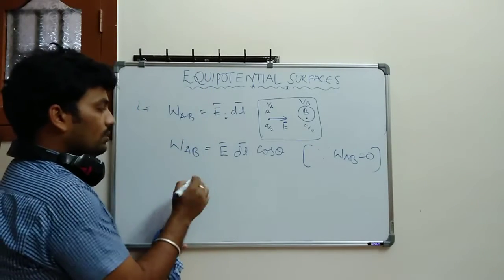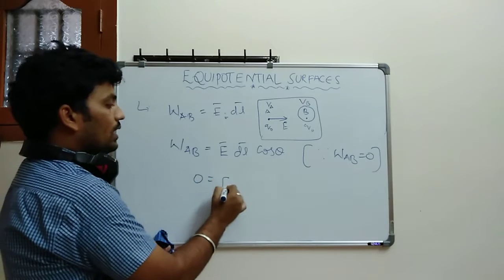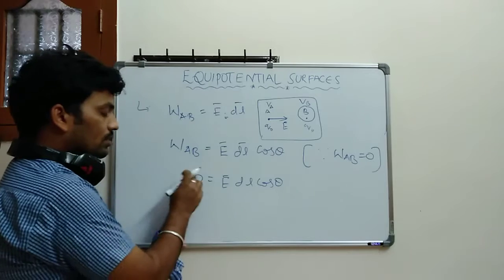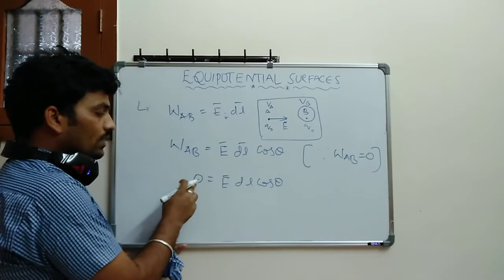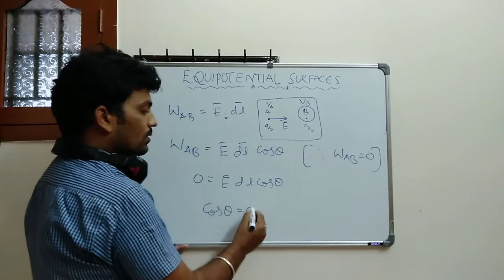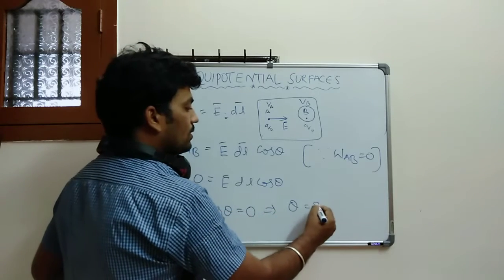This is anyhow become 0. Then 0 is equal to E bar DL cos theta. If here you simply see, 0 divided by anything will be 0. Okay guys, so cos theta is equal to 0. From there, theta is equal to 90 degrees.